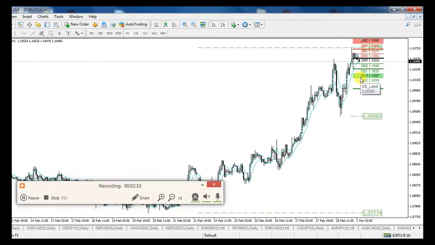But of course, it might not work out all at once today. I think it might take 2 or 3 days even, because this is euro dollar, so it doesn't move as much as the other currencies do.